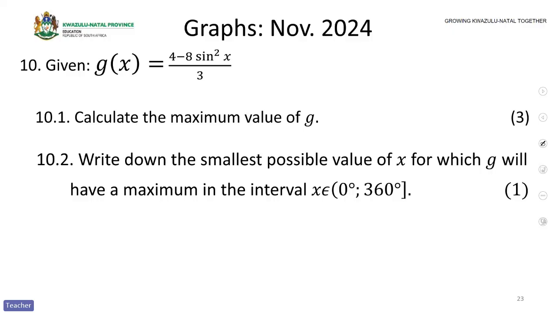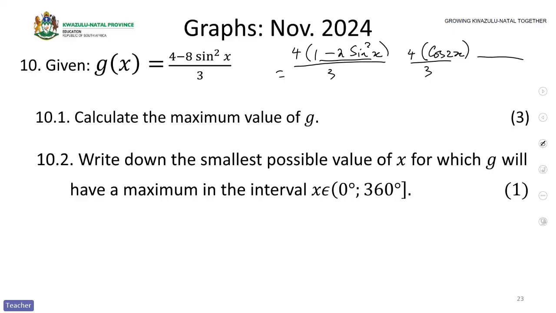But we don't know this. Do we have a common factor here? Yes, we do. The common factor is 4 into 1 minus 2 sin squared x, all divided by 3. Now, when I see this, I don't see this, but I see its identity. What does it mean? It is 4 into 1 minus 2 sin squared x, which is cos 2x, over 3.